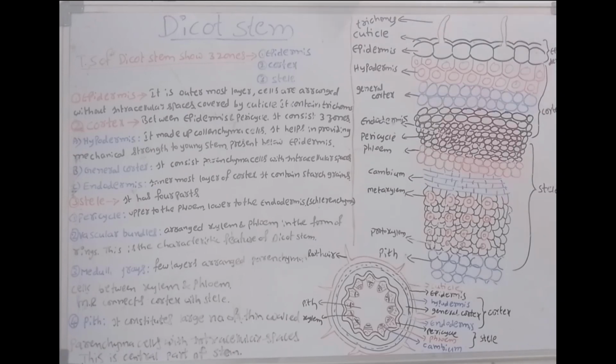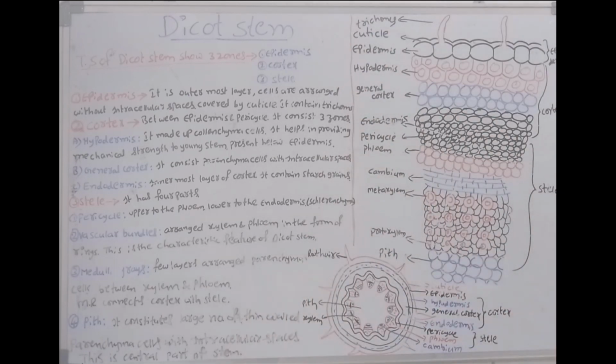Next one, see here, vascular bundles with xylem and phloem are arranged in the form of a ring. These are vascular bundles. These vascular bundles are arranged in ring form, ring-like structure. This is the characteristic feature in dicot stem. These vascular bundles are arranged in a ring-like structure. This ring-like structure is a characteristic feature of dicot stem.